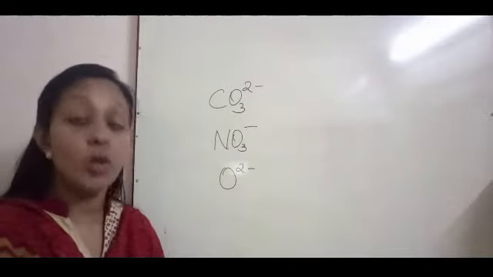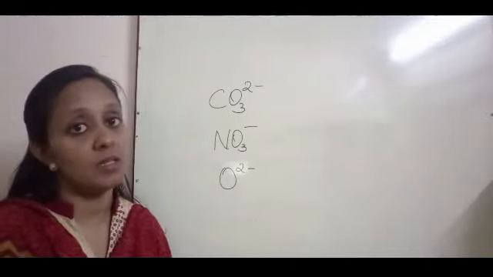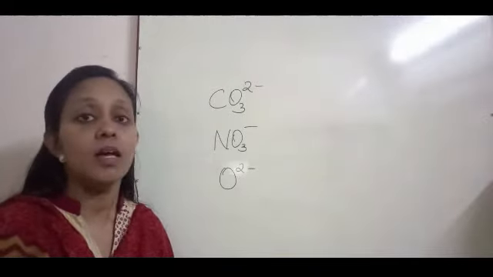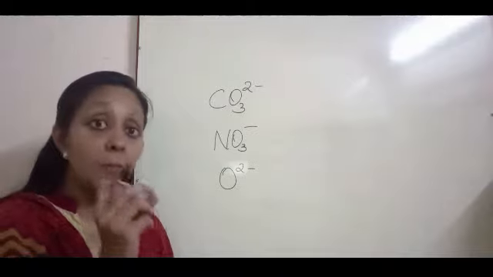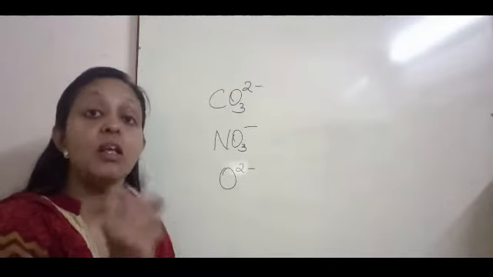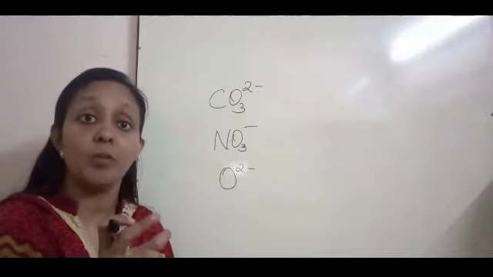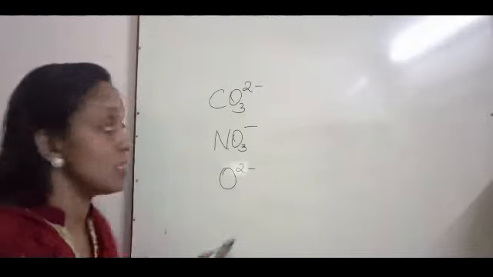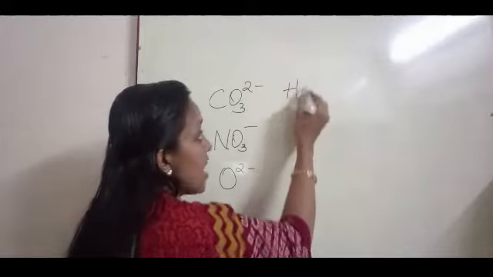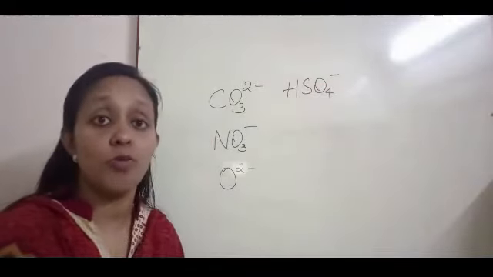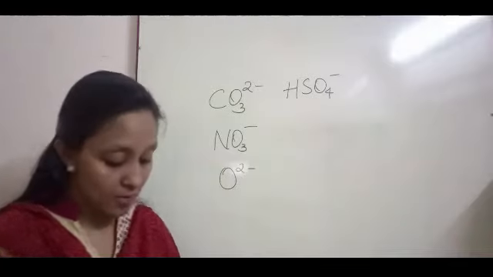The next one is bisulfate. We already know how to represent sulfate radical. If there is a term called bi in front of sulfate radical, what will be present there in the symbols? Hydrogen will be present, isn't it? So it is represented as HSO4 minus, that is bisulfate.